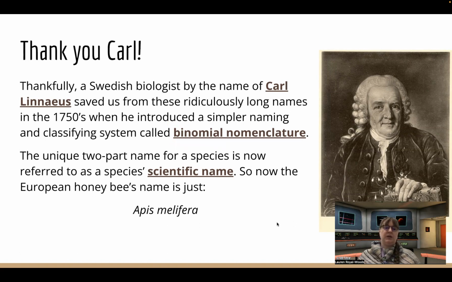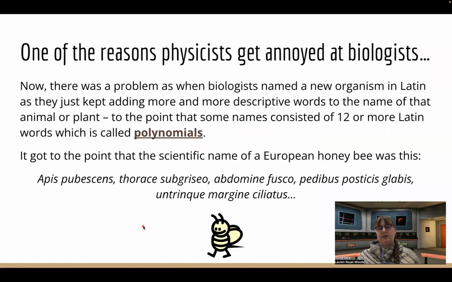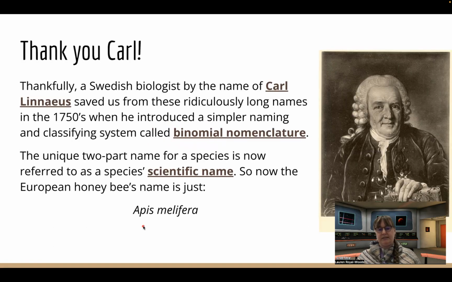So the European honeybee's name is just Apis mellifera. So from that to that. Is that not so much easier? And half the time, we abbreviate the first word constantly in scientific papers. We'll put A. mellifera, especially among papers talking about just this stuff.